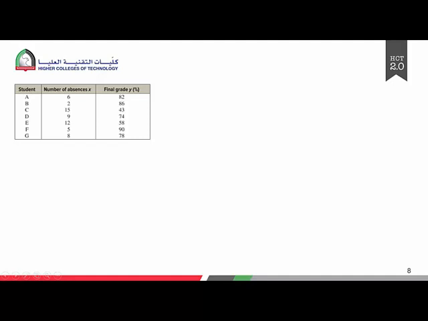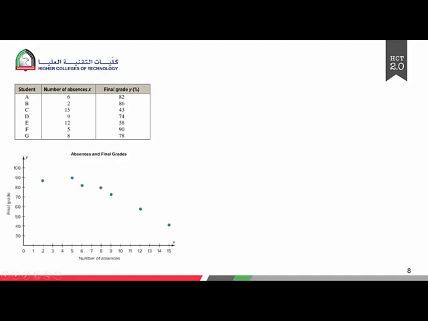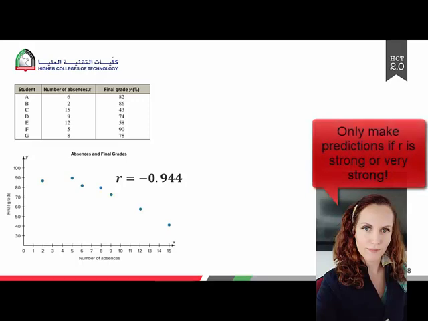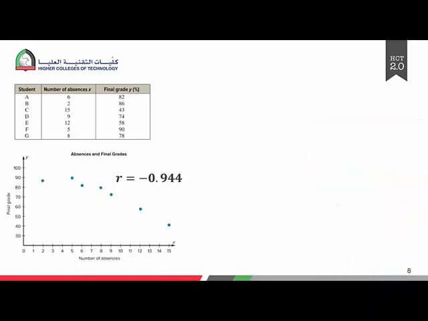Okay, let's do an example. I've recorded the number of absences and the final grade of 7 randomly selected students in my class. From the scatter plot, I see a negative linear relationship. So therefore, the correlation coefficient will be negative. R is found to be -0.944, which indicates a very strong negative linear relationship between the number of absences and final grade. Because R is significant, only because R is significant, we will find the regression equation so we can make predictions.